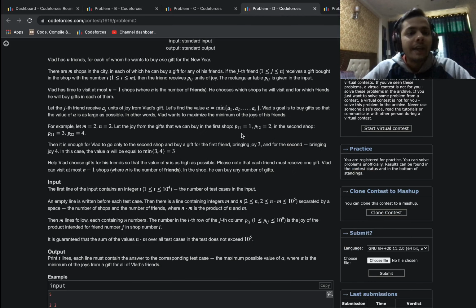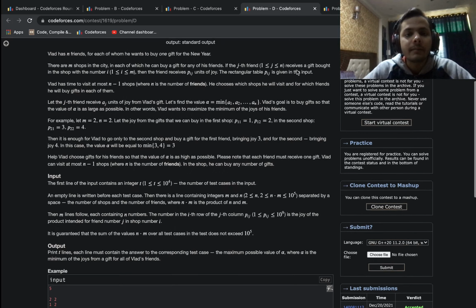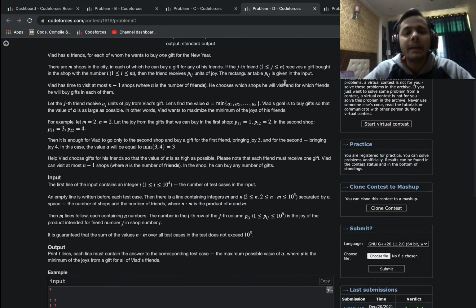Okay, so Vlad has n friends, and for each of them he wants to buy one gift for the new year. For all those n friends, there are m shops in the city, and each shop has n gifts. For each shop, we know that if I buy a gift from the ith shop for the jth friend, then the amount of joy that the jth person will receive is Pij.